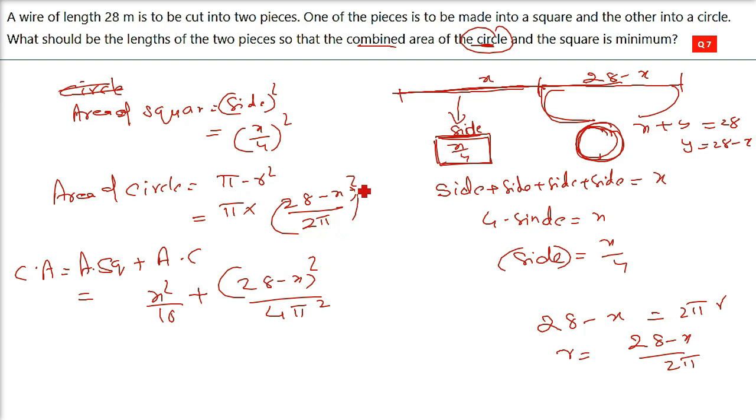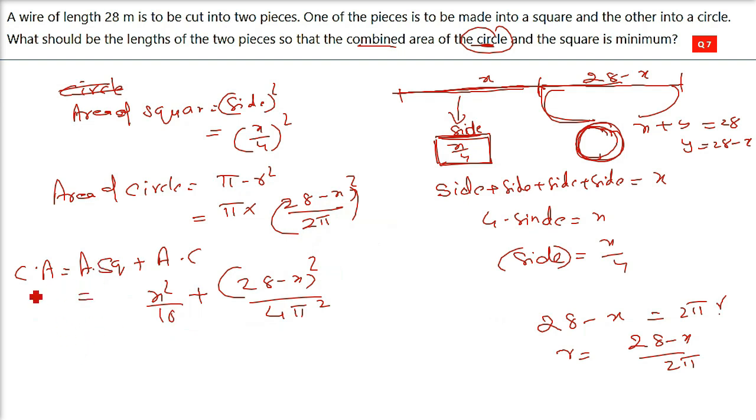So ultimately what we got is x square by 16 plus (28 minus x) whole square divided by 4 pi. Once we have this, we can just add them. Or the best thing is, rather than dealing with the square and adding it and forming an expression, a better way is to actually differentiate it. So we are going to differentiate this expression, single differentiation, and the double differentiation, we have to prove that it is going to come as positive so that it can be minimum.